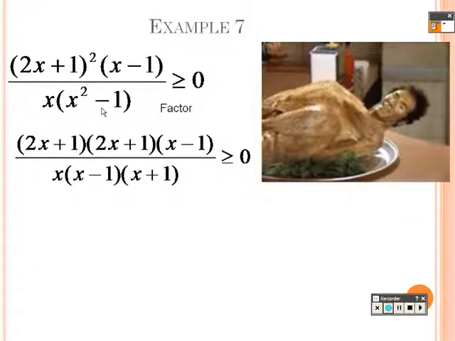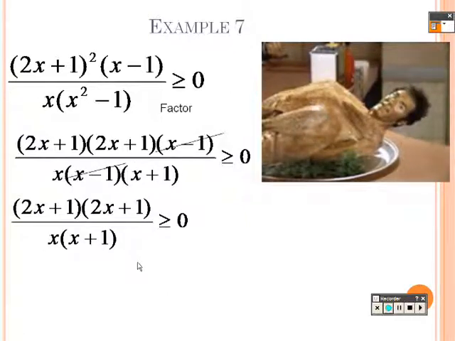And on the bottom, it looks like I can split that because it's a difference of squares into x minus 1 and x plus 1. And on the top, it's 2x plus 1, 2x plus 1. So I cross out what's in common. So right there we go, and this is what I have left.